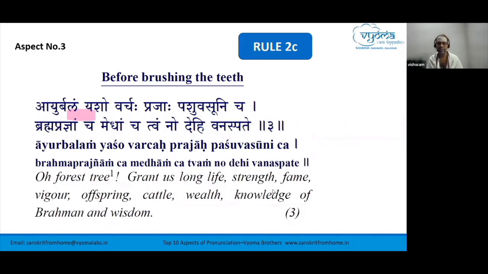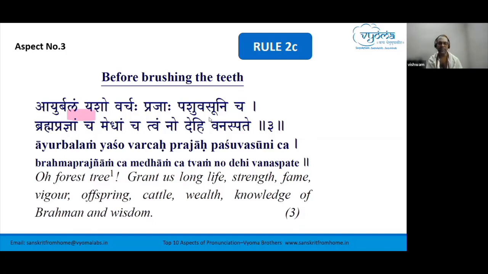Ayurbalam yasho varchaha, prajapasuvashuni cha brahma pragyam cha medham cha tvam no dehi vanaspate. Very good. Good effort. Very nice. Good. Well said. Now there is a small question actually.